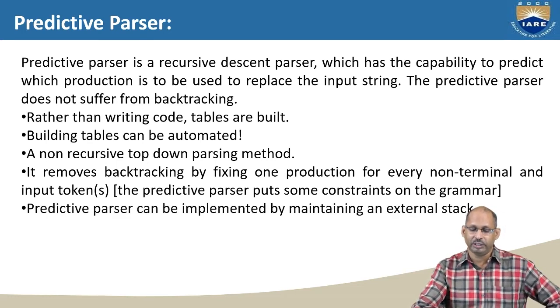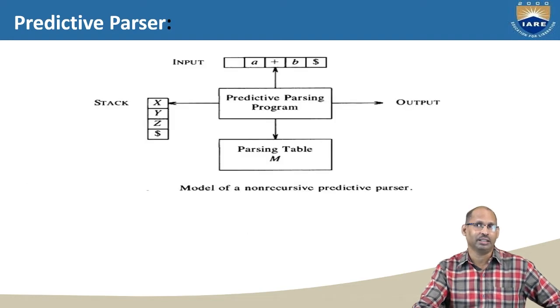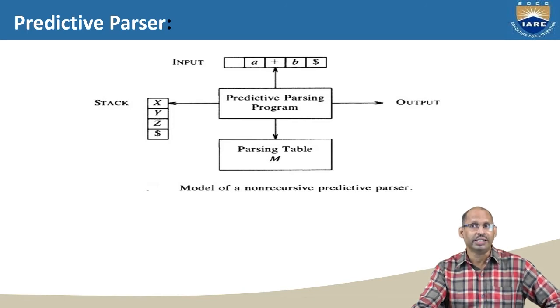The predictive parser can be implemented by maintaining an external stack. It accepts only LL(k) grammars, hence it is called LL(1) grammar. An updated or modified predictive parser method we refer to as the LL(1) parsing method. So the LL(1) parsing method is one of the predictive parsing methods. This is a model of the non-recursive predictive parser.